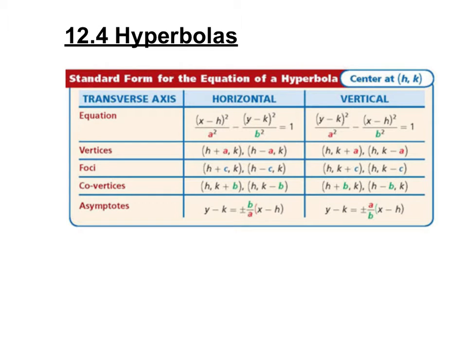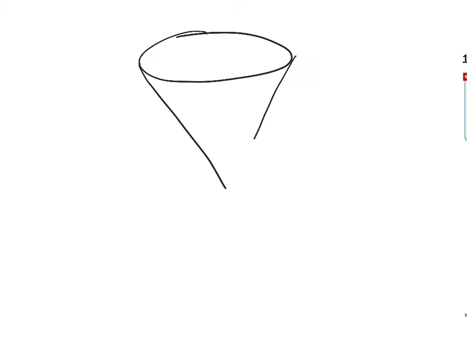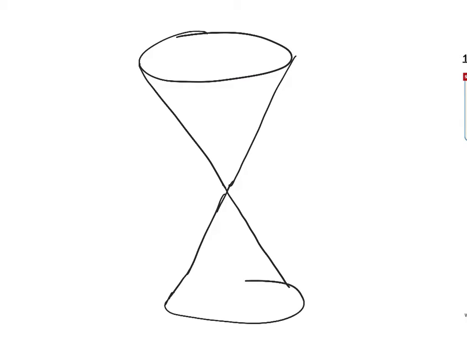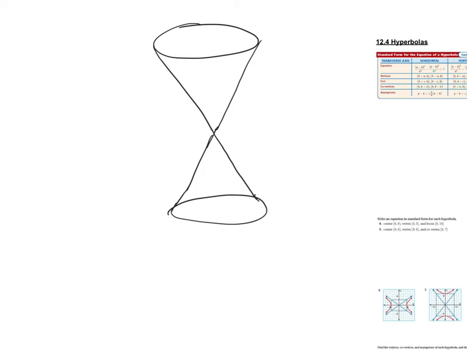12.4 deals with hyperbolas. Again, we are still dealing with a conic section. When you do a hyperbola, it comes from the double cone. So imagine that you took this double cone here, and we cut it like this. Imagine what you make: you kind of have this, and then over here, you kind of have the cut over here.